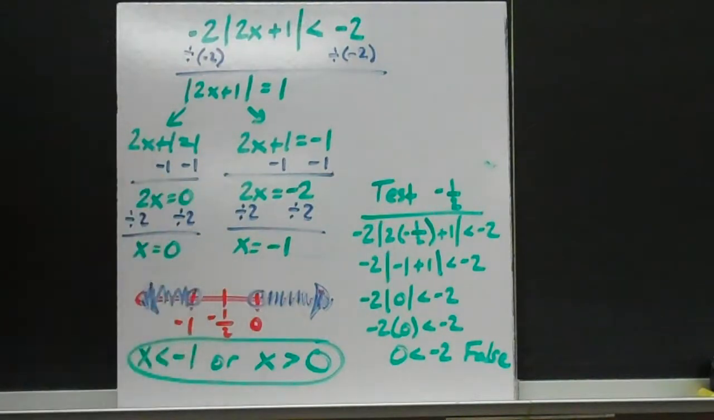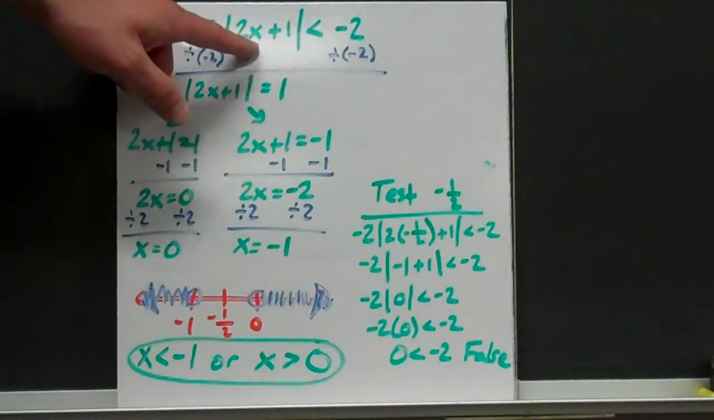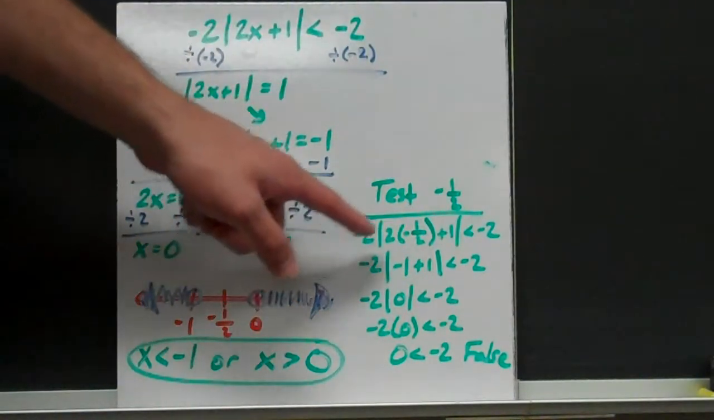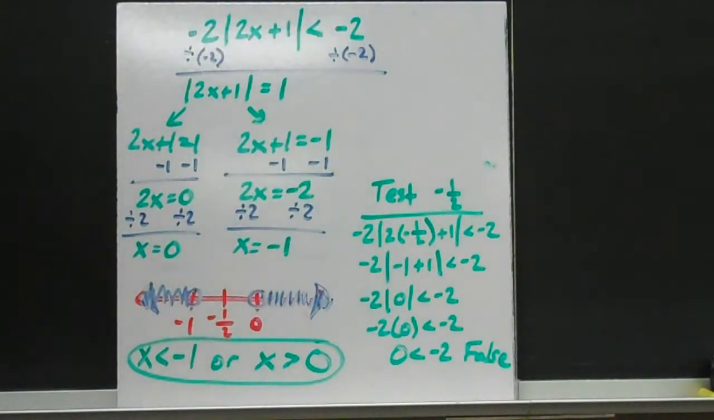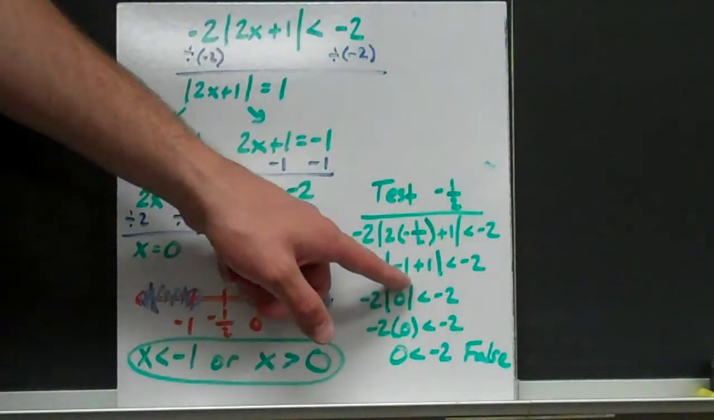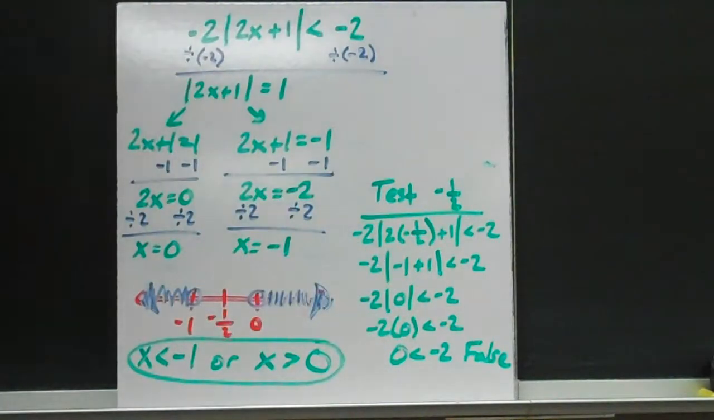And then we test a point. If we pick a point in between, this time it's going to have to be a fraction or a decimal. I like to go halfway in between, so halfway in between 0 and negative 1 is negative 1/2. So I plug that into my original inequality. Negative 2 times the absolute value of 2 times negative 1/2 plus 1 is less than negative 2. 2 times negative 1/2 is negative 1. So I have negative 2 times the absolute value of negative 1 plus 1 is less than negative 2.